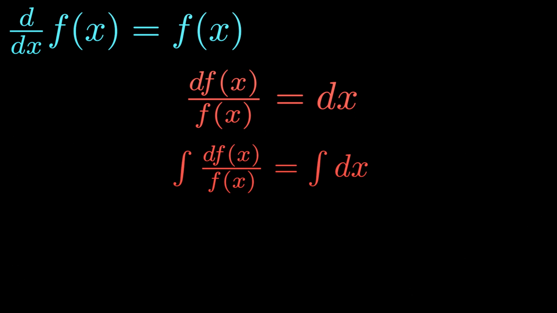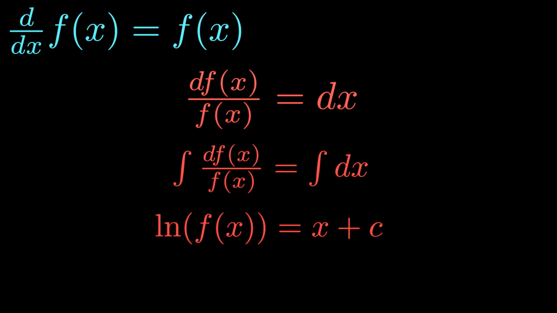Now what we want to do is integrate both sides of our equation, because that'll allow us to get rid of the d f of x and the dx and thus solve for f of x. So on the left hand side we have the natural logarithm of f of x, and on the right hand side we have x plus c, where the c is a constant of integration.